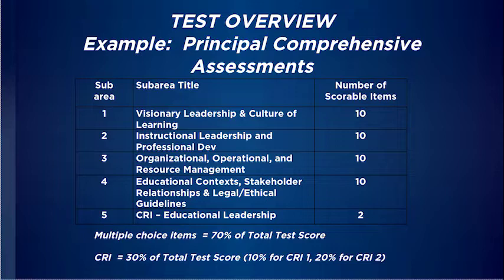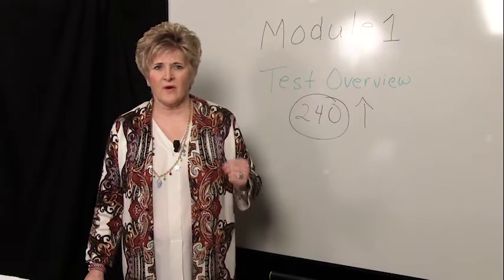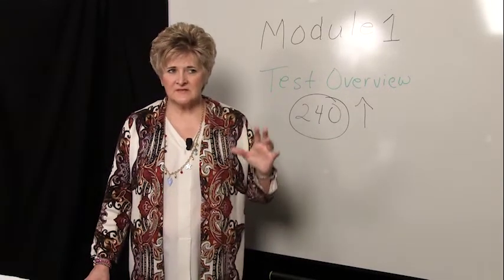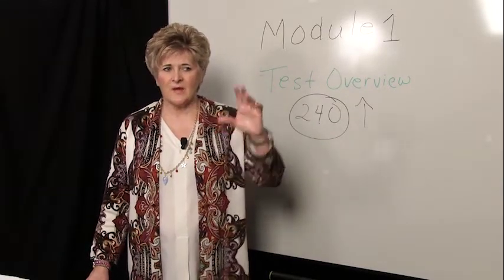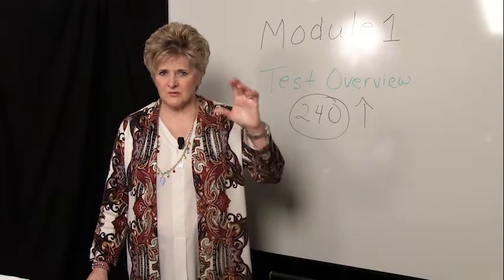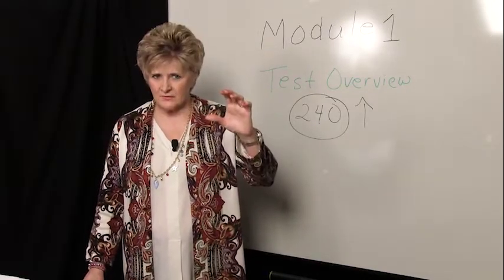Let's take a look at a test overview, and let's look at the sub areas for a test overview. This is actually a test overview for an elementary principal, and there are 5 sub areas. 4 have to do with standards like visionary learning, visionary leadership, culture leadership, and 2, 3, 4, and then 5 is the constructed response, educational leadership. Constructed response is a fancy name for essay questions. So that's how the test is actually set up. It is organized in a straightforward manner based on standards that you have been taught.